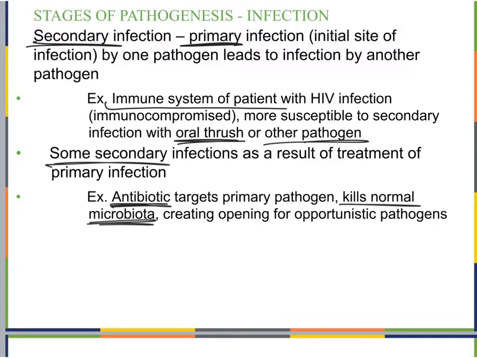And so then this creates that opening for those opportunistic pathogens. Remember, if we have a decrease in the health of the microbiome, then we leave ourselves available to an opportunistic pathogen. And so then that would be a secondary infection. So the primary infection, the person is taking antibiotics for, it might kill that primary pathogen, but at the same time, you might be getting a secondary infection.